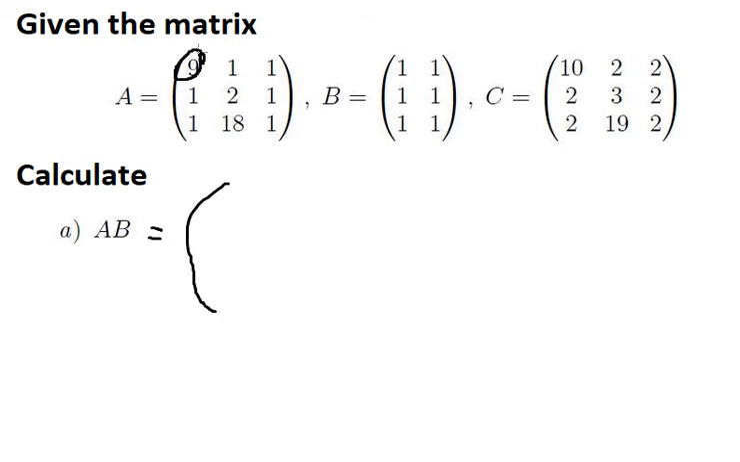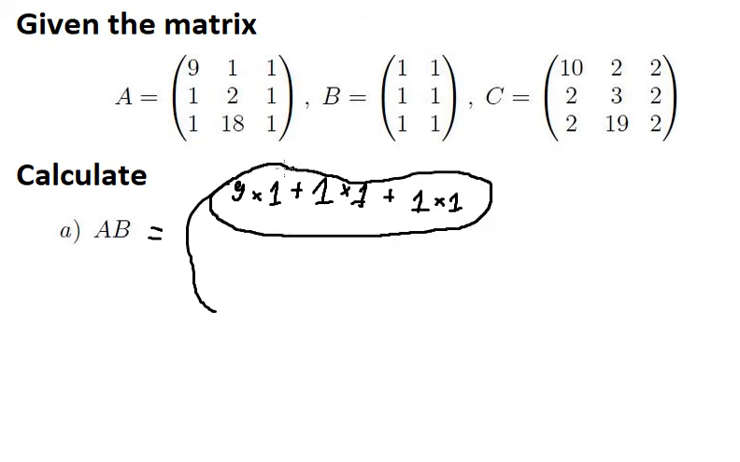we know that number 9 will multiply by number 1. So we have 9 multiplied by 1, plus number 1 multiplied by number 1, and number 1 multiplied by number 1, because this location combined with this location, so the same location, that's it in here. This is why we have this location.